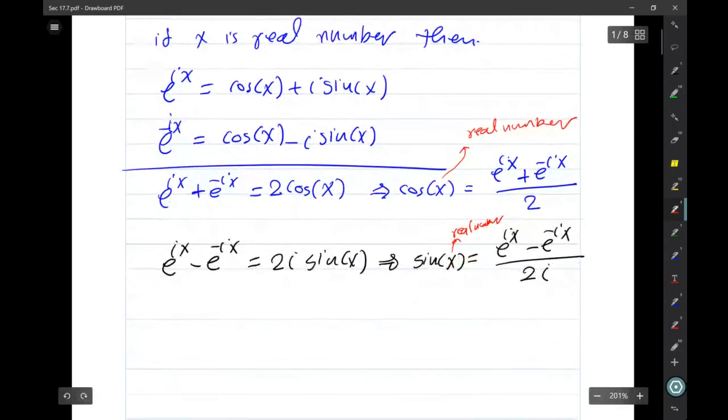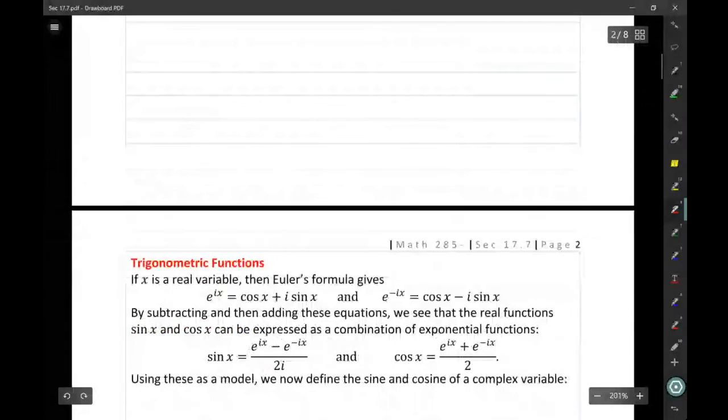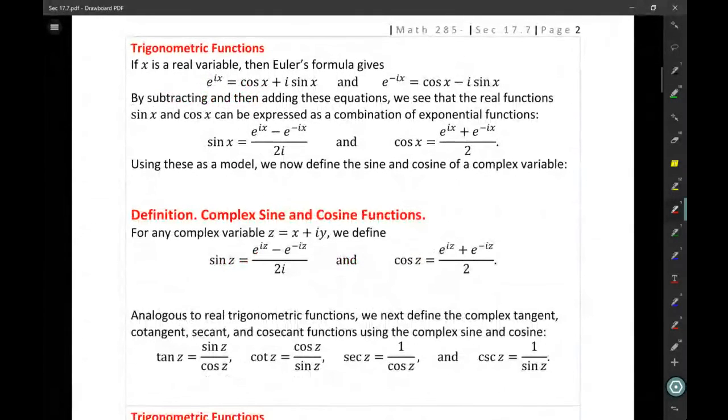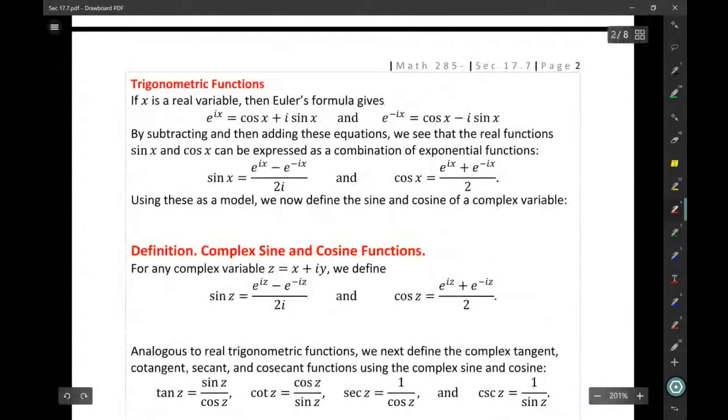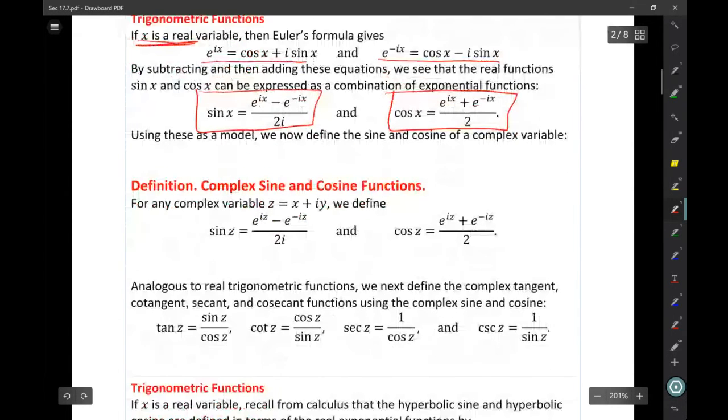I need those two equations now for the next parts. I put it here that e to the power ix is equal to cosine plus i sine, which I just proved two minutes ago. If you make addition and subtraction, you will get a formula for sine x, where x here is a real number, and cosine x.